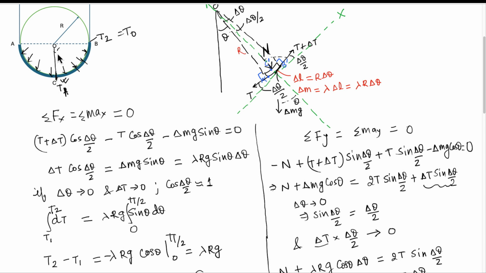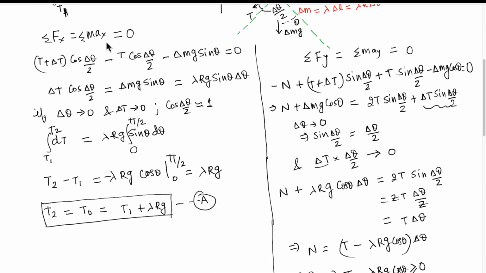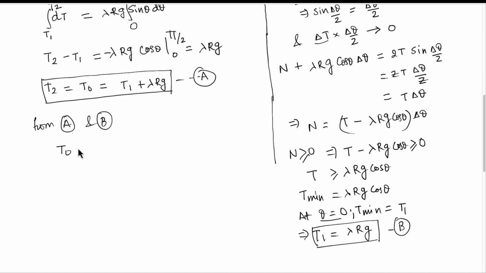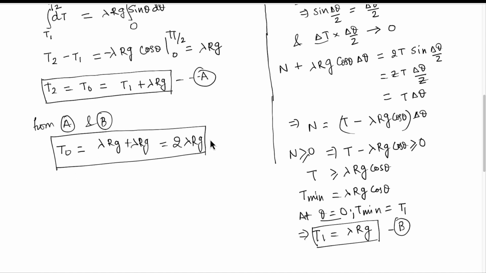Because T1 is the tension here at theta equal to 0, right? And at theta equal to pi by 2, we have T2. Okay. So T minimum is T1 at theta equal to 0. Therefore, T1 is lambda Rg. And hence, if we take this as equation B, then from A and B, we get T2 or T0 equal to lambda Rg plus lambda Rg equal to 2 lambda Rg. So this is the answer. Okay. This is the answer.